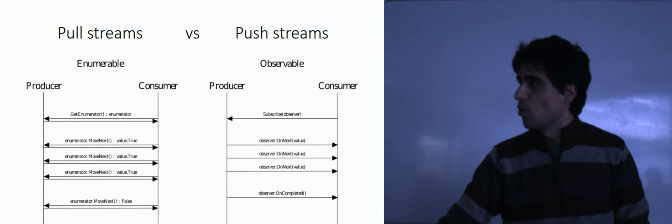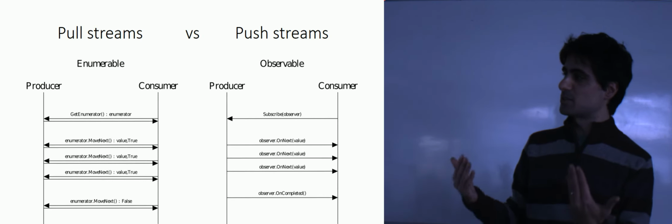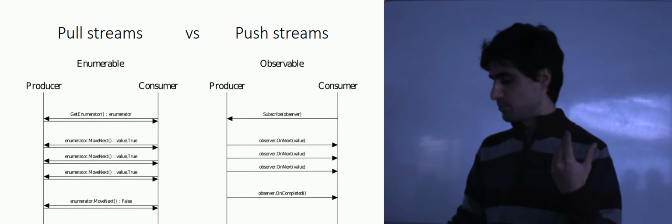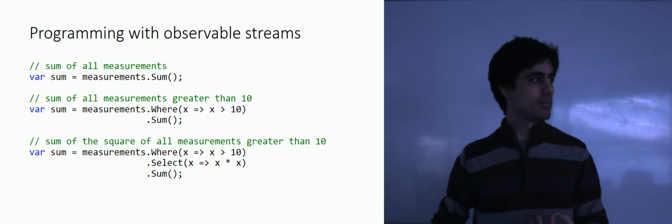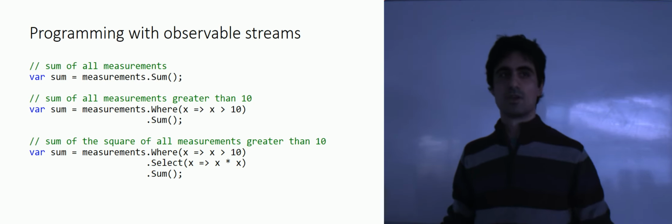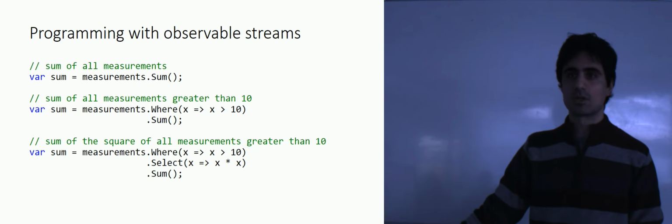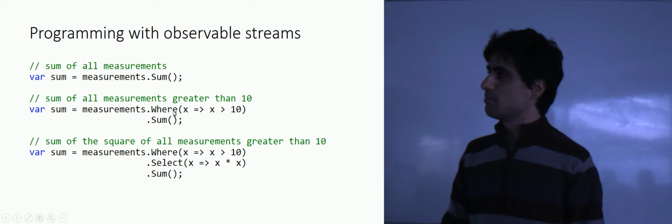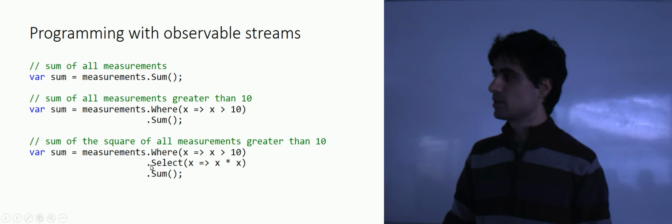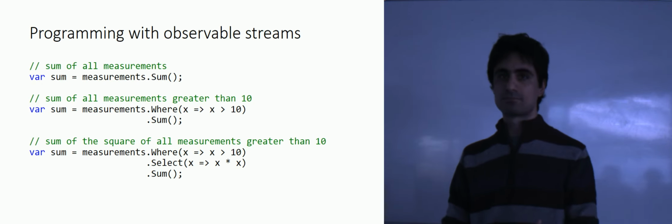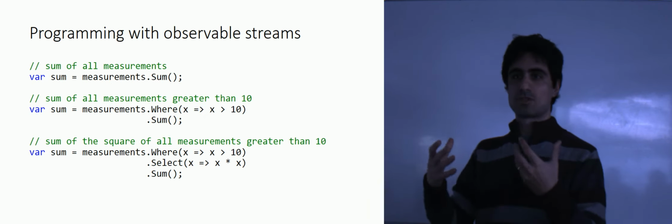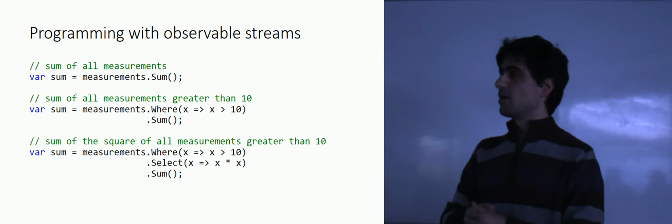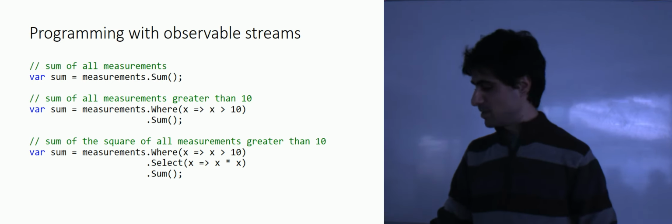But anyway, if it's clear how the observable is a dual of the enumerable, how the operations map to each other, the advantage is that programming with these observable streams turns out to be exactly the same as programming with the enumerable streams. So you can call the exact same operations. They will still work, okay? So you have sum for reactive streams, where, select, all of these operations can be implemented with the same kind of syntax and in similar semantics. Of course, now you're in the reactive case, but you can feel like it's the same thing.